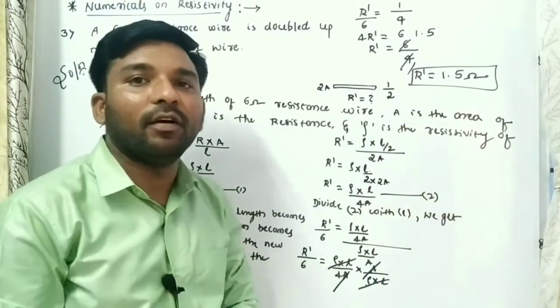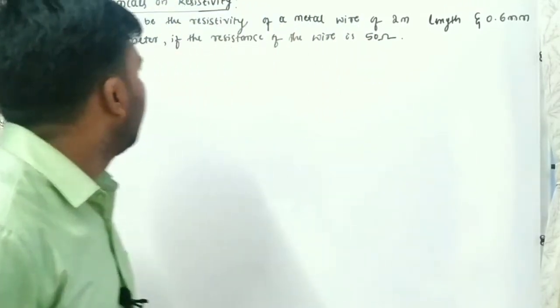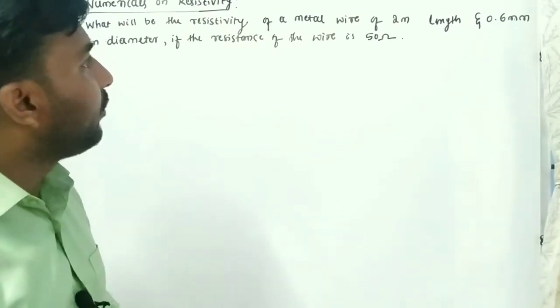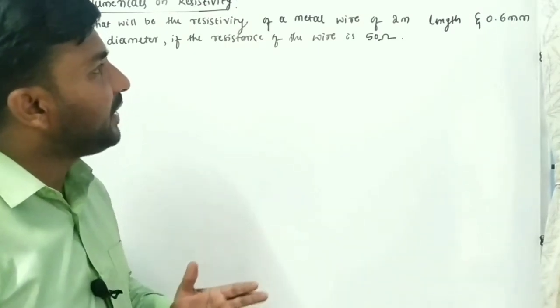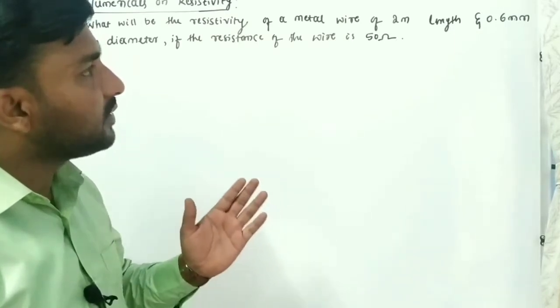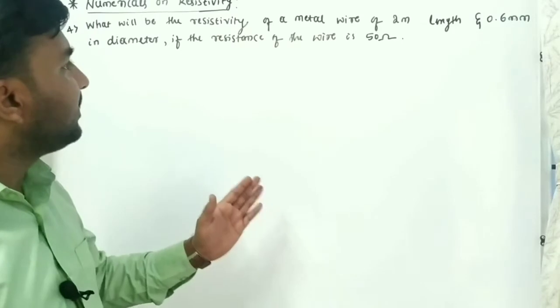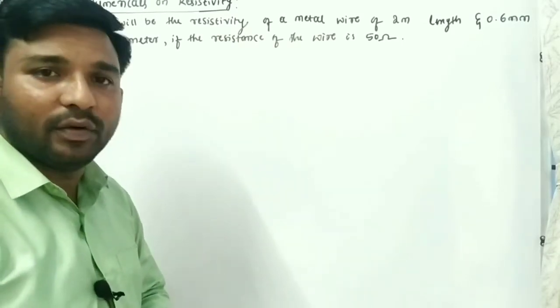So hence we have solved. The next problem is: what will be the resistivity of a metal wire of 2 meter length and 0.6 mm in diameter if the resistance of the wire is 50 ohm.